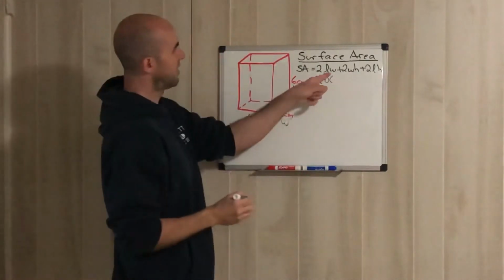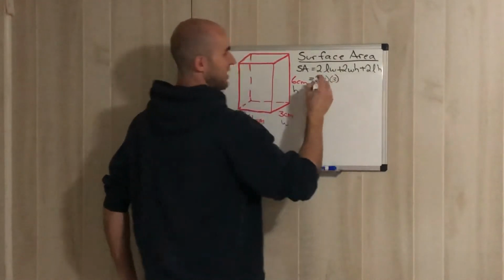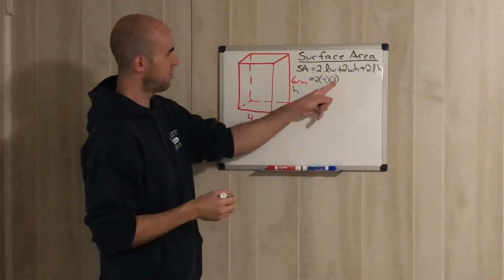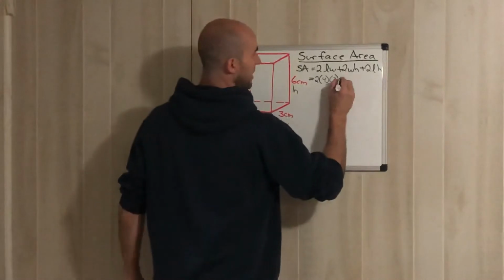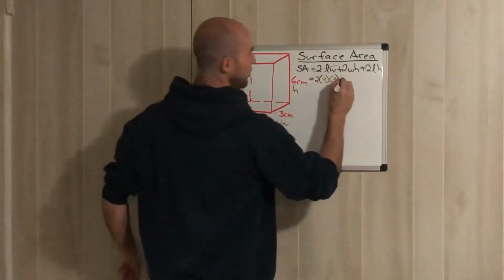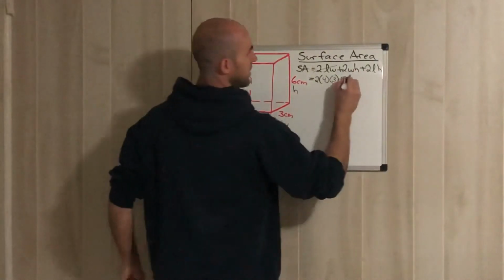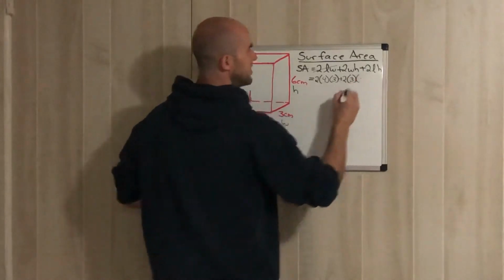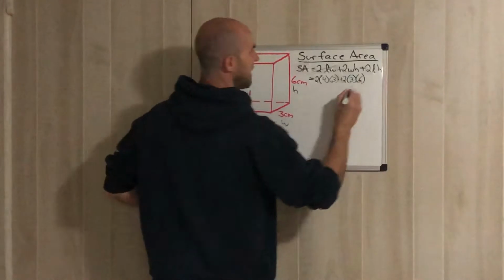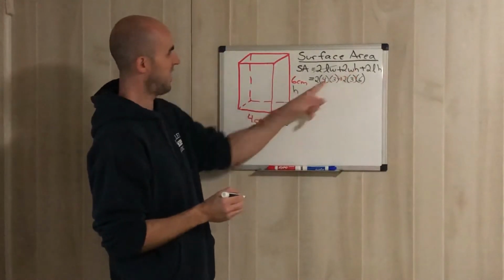We know that the length is 4. We know that the width is 3. So that right there is already our first part. We know 2 length times width. And now for the second part, since we're done with the first part right there, second part's going to be 2, right? Width, which is 3, times 6, which is the height. And again, it's just 2 times width times height.